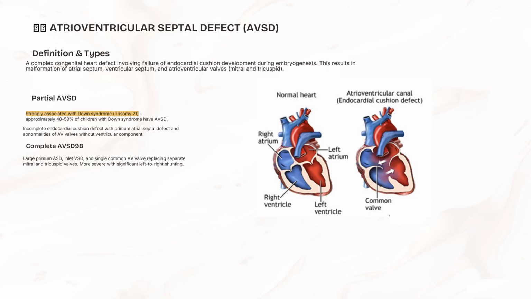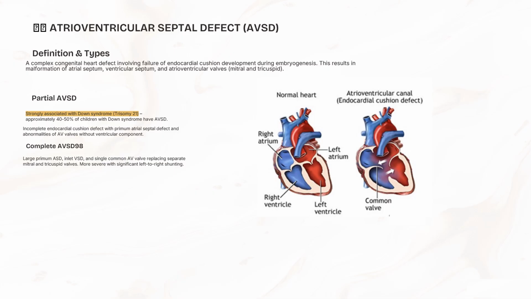component. Okay, here a connection will be present, like blood is moving from the left atrium to the right atrium, and also the ventricles will not be separated properly. And this condition is especially present in Down syndrome children, I mean trisomy 21, and 40 to 50% of children with Down syndrome will have AVSD.